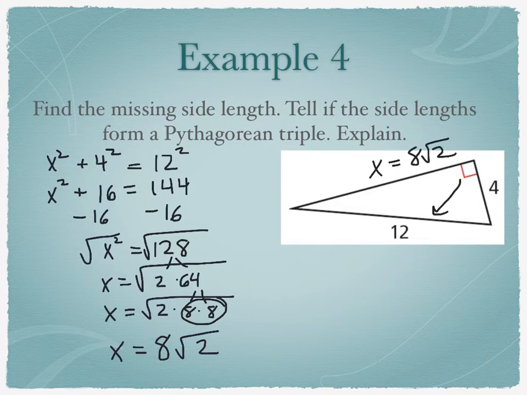So our sides of the triangle are 8 square root 2, 4, and 12. Do these three sides make a Pythagorean triple? No, because 8 square root 2 is not a whole number. So this is not a Pythagorean triple.